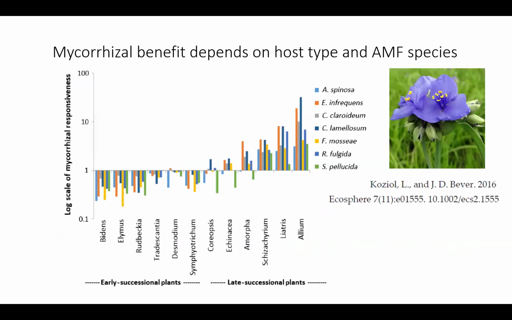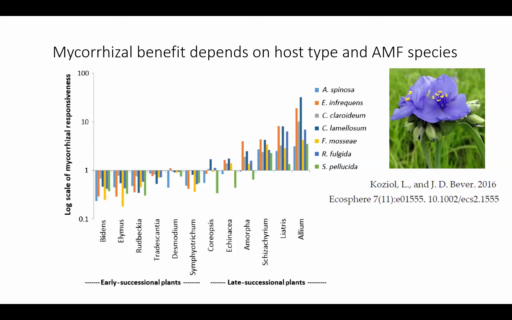When we think about the ways in which AM fungi benefit plants, there's a lot of complexity there. Here I'm showing you work from Koziol and Beaver, where on the x-axis, you can see they've divided what they're calling early successional plants and late successional plants on the right-hand side of that graph. And then the colors represent different species of AM fungi. These are actually at the level of genus for the most part. And then this is a log scale of mycorrhizal responsiveness.